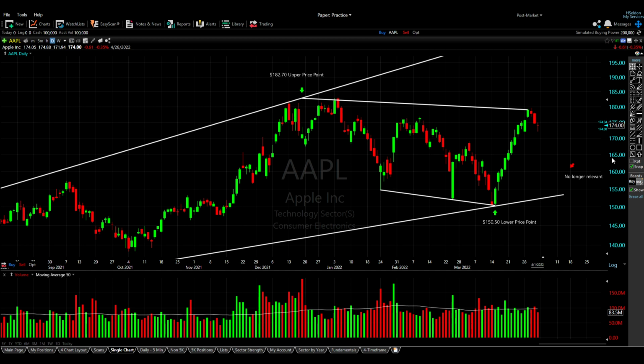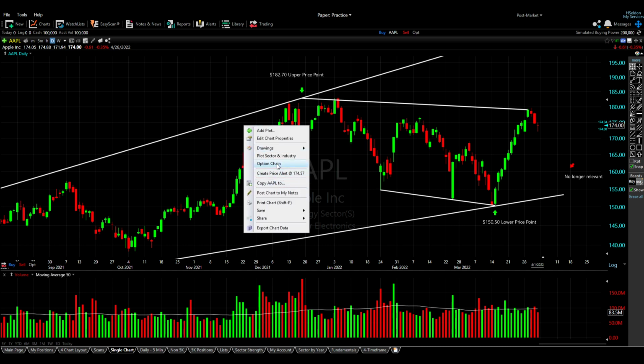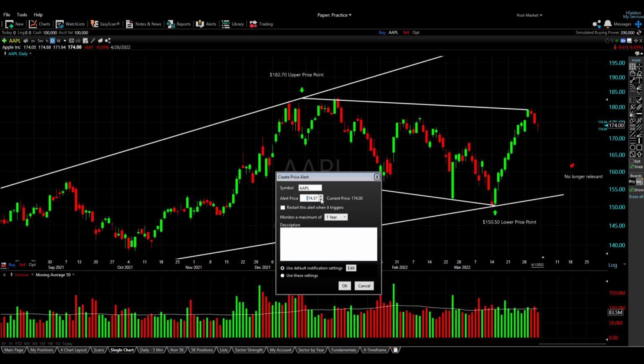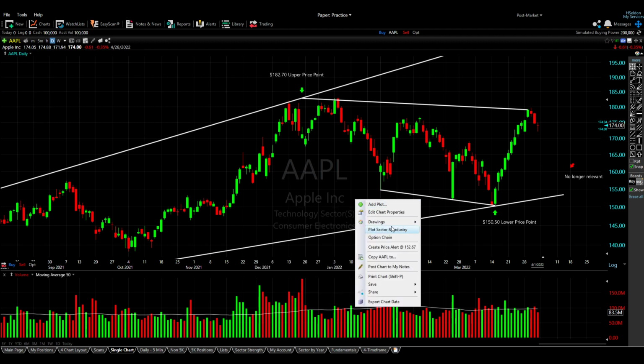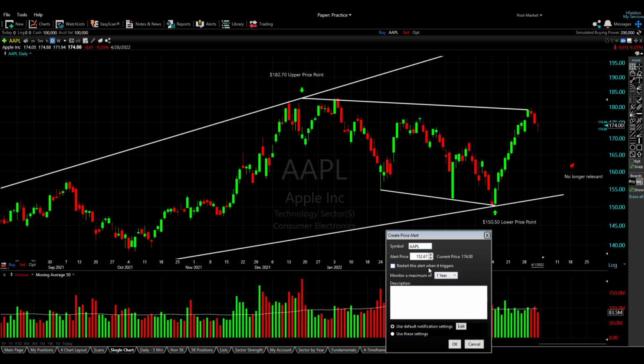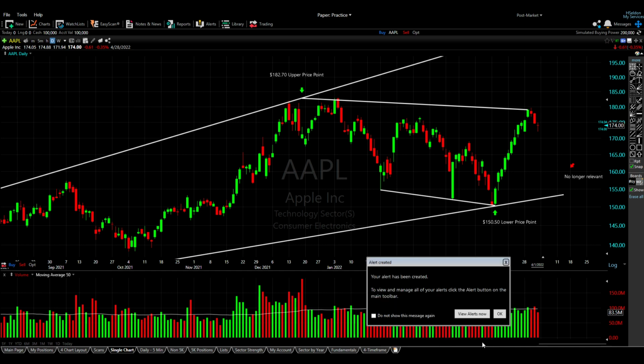Now, yeah, you can play Apple as it chops around, but if you really wanted the highest probability trades, you would just create an alert for 182.70 on the upper range, and then create an alert for 150.50 on the lower range.